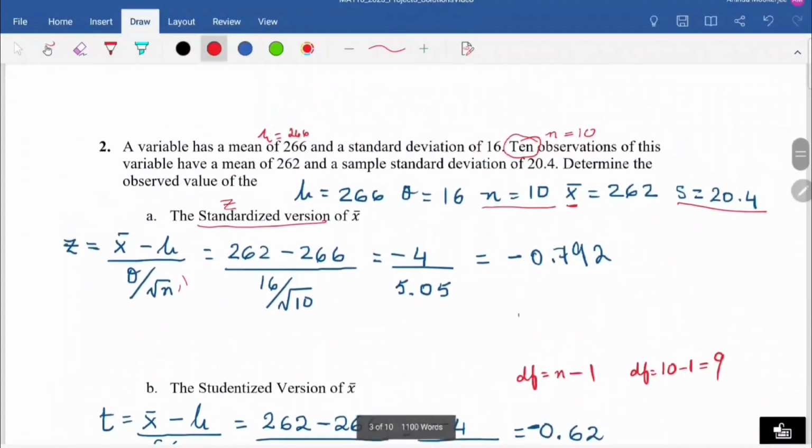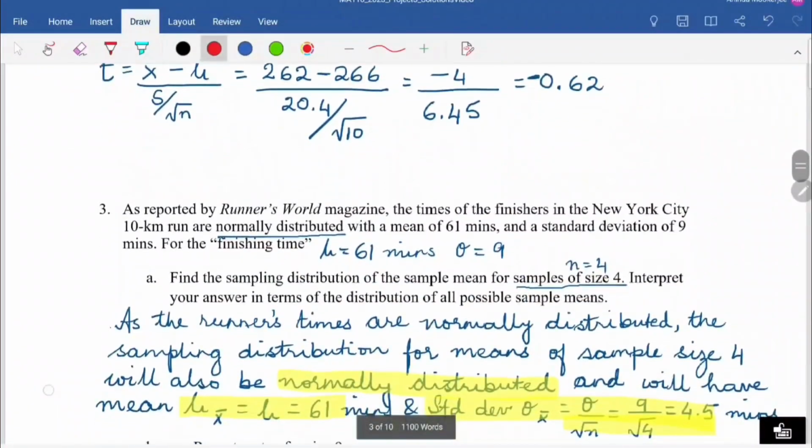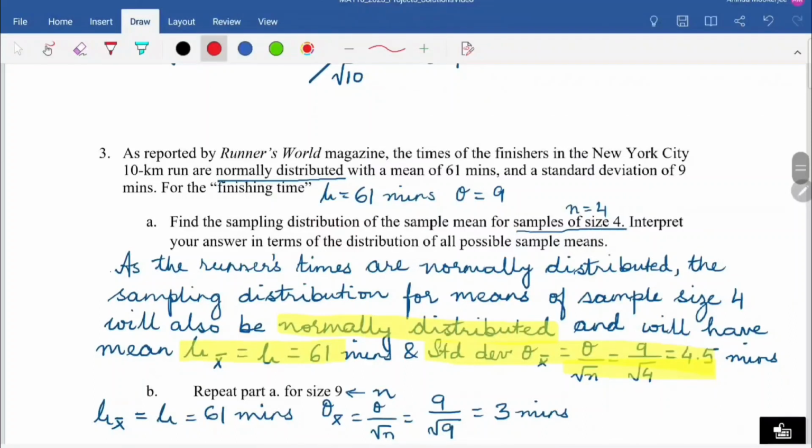So just go by the question, not by its number. Now, the next question is, as reported by Runner's World magazine, the times of the finishers in the New York City 10-kilometer run are normally distributed with a mean of 61 minutes and a standard deviation of 9 minutes. For the finishing time, find the sampling distribution of the sample mean for samples of size 4. Interpret your answer in terms of the distribution of all possible sample means.